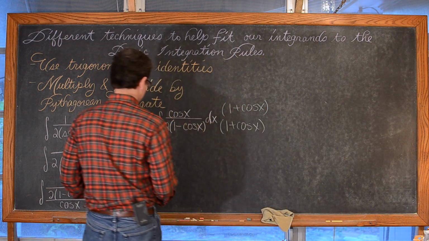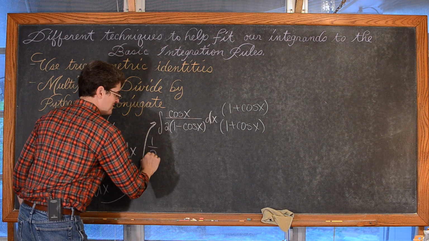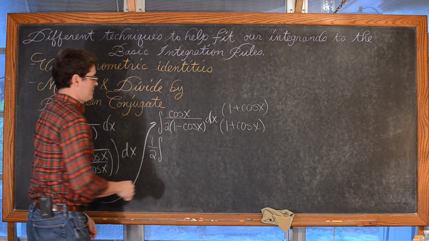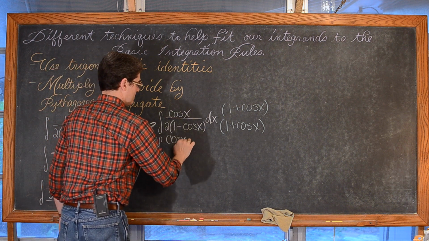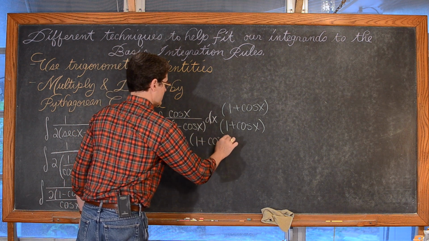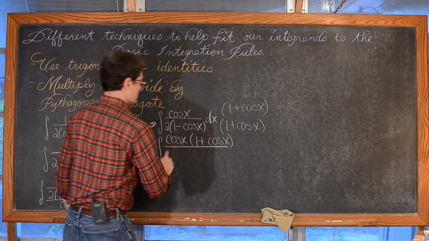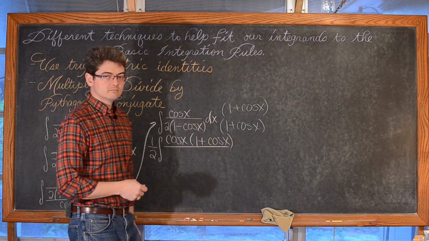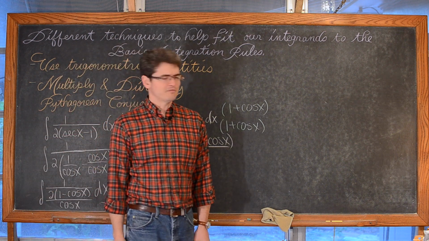And when we do that, we're going to get the 1/2 times the indefinite integral of cosine of x times 1 plus cosine x over 1 minus, let's try getting the phone.